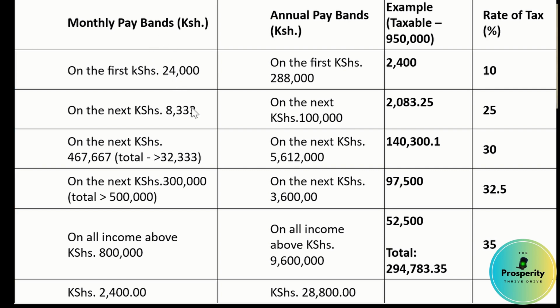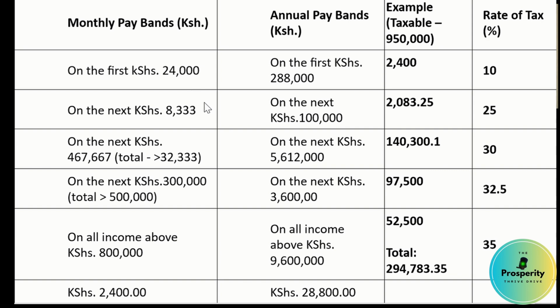So I'll demonstrate a pay-as-you-earn calculation for someone earning a taxable income of 950,000. Remember, we talked about the difference between your gross income and the taxable income. So in this case, we'll work with the taxable income. So these are the monthly bands for the PAYE and the annual bands. And this is the example that we're going to use. And these are the tax rates based on each band.